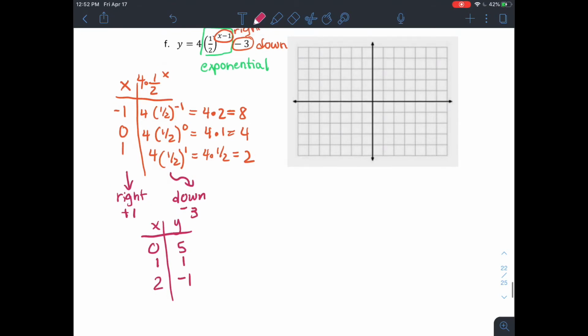I'm going to plot them. So if you toss them up there, it's going to look like this. And remember that whenever you have an exponential function, you normally have an asymptote along the x-axis. Ours was translated down 3 though, so now I have an asymptote along the line y equals -3.